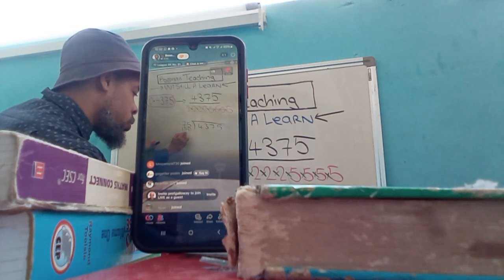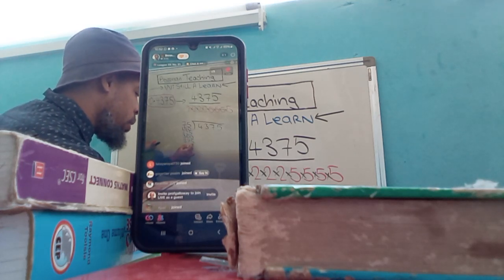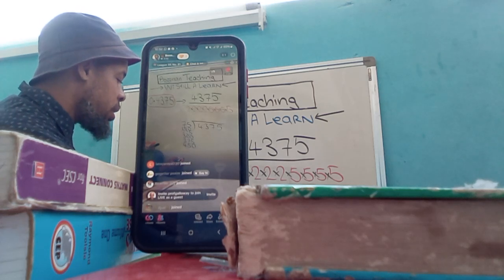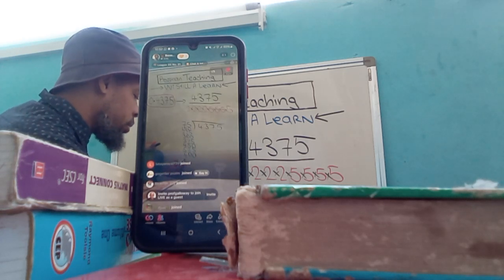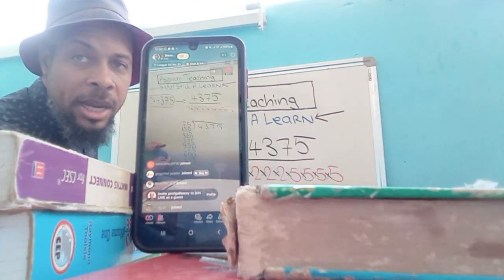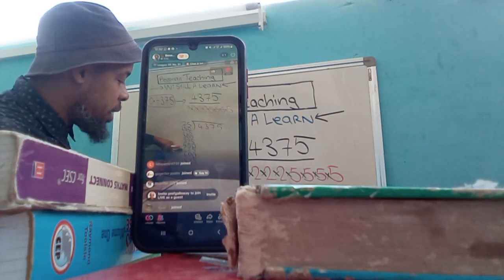150, 225, 300, 375. What is next? 450. Then 525, and we have 600, 675. Hold on. Oh, okay. You can still see, thank God. 1, 2, 3, 4, 5, 6, 7, 8, 9.